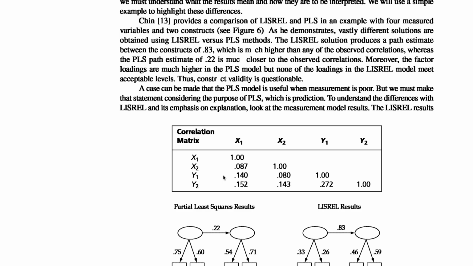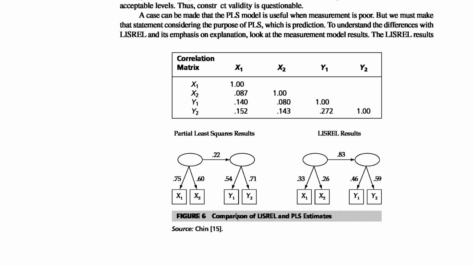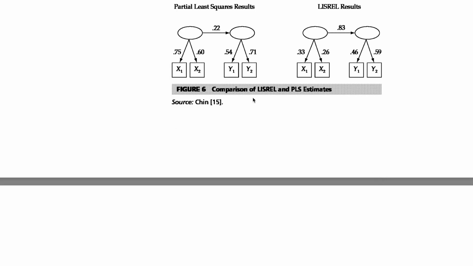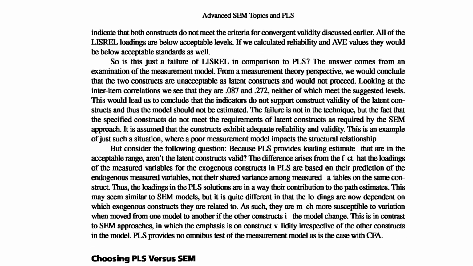A case can be made that the PLS model is useful when the measurement is poor, but we must make the statistical consideration of the purpose of PLS, which is prediction, to understand the differences with LISREL and its emphasis on explanation. Look at the measurement model results, the LISREL results. This is the correlation matrix, x1, x2, y1, y2. Here is the partial least squares result, and this is the LISREL result.